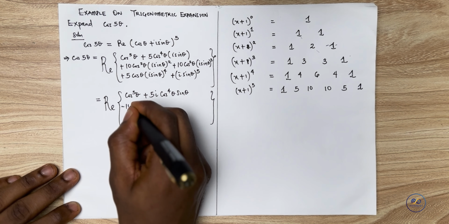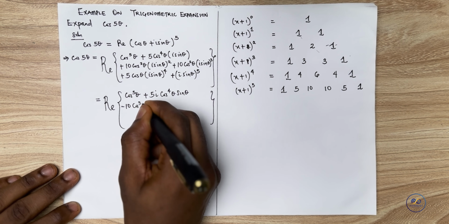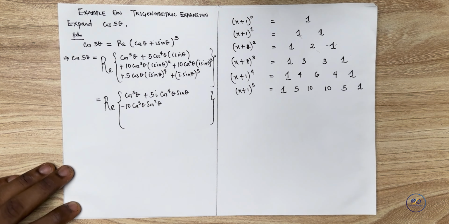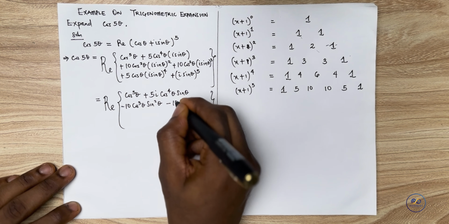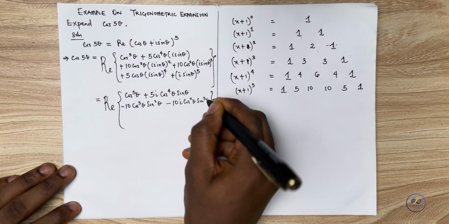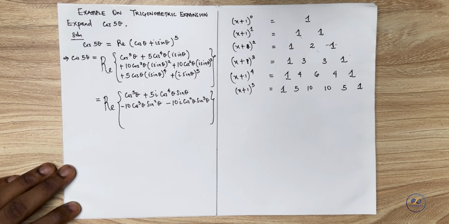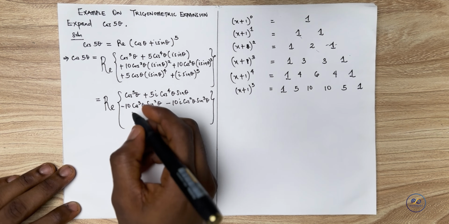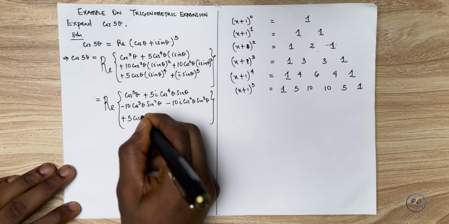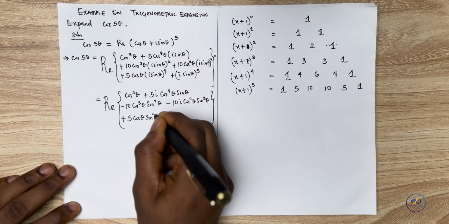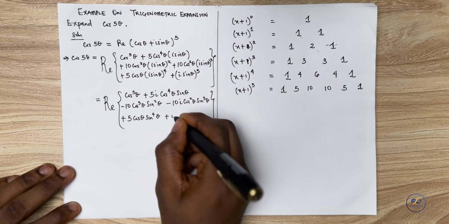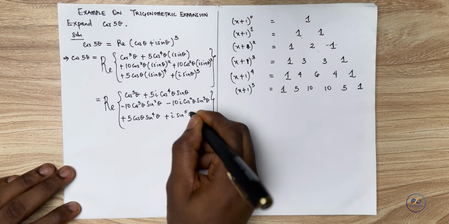So we have minus 10 cos cube theta sine squared theta. And then i cube gives us minus i. So we have minus 10i cos squared theta sine cube theta. And then i raised to the power 4 gives us 1. So that means in this regard, we're going to have plus 5 cos theta sine raised to the power of 4 theta. And then i raised to the power 5 gives us i. So that gives us plus i sine raised to the power 5 theta.